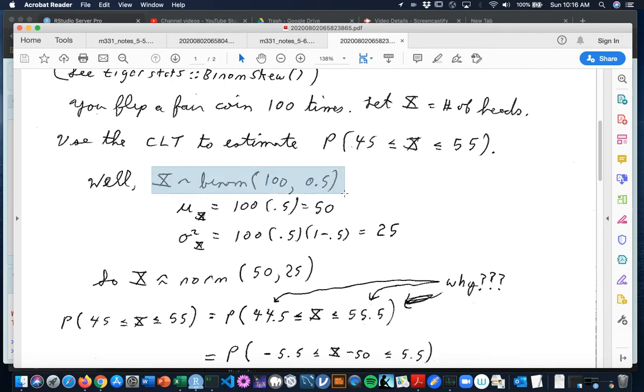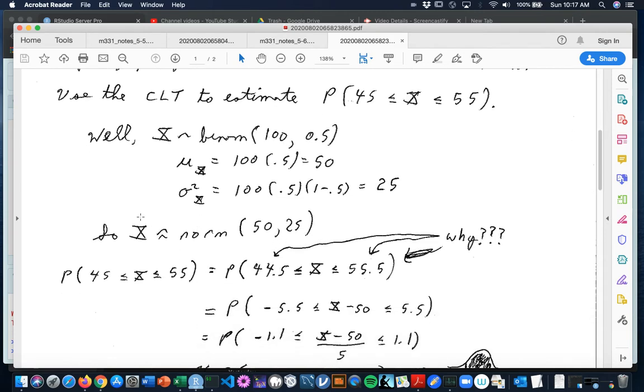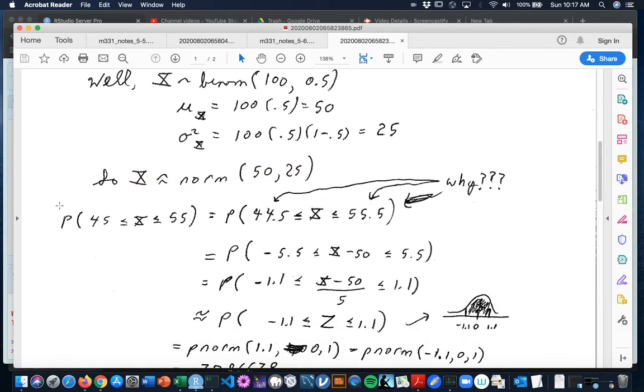So X is a binomial random variable, 100 trials, chance of success 0.5 each time. So the expected value, np, is 50. The variance, np(1 - p), turns out to be 25. Standard deviation, therefore, is 5. Flip a fair coin 100 times, you expect 50 heads, give or take 5 or so. Okay, the central limit theorem says that X is about normal, mean 50, variance 25. So let's see if we can get this probability.